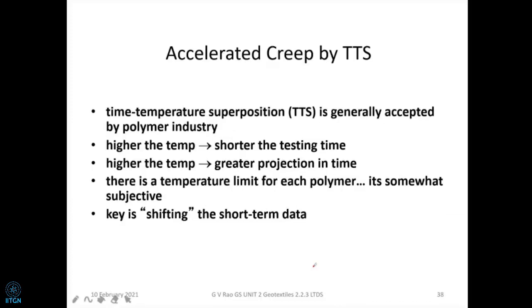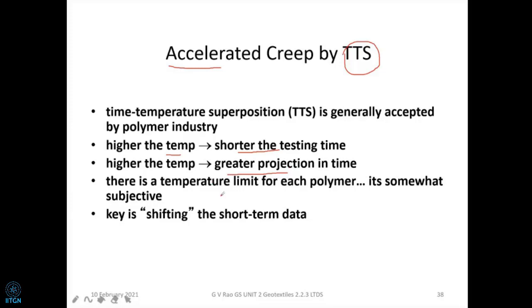So the time temperature superposition is a fundamental issue which we are taking for granted from the polymer literature, and we are trying to obtain accelerated creep by using it. It is accepted in the polymer industry. What do they say? Higher the temperature, shorter is the testing time, and greater the projection time. But we should increase the temperature up to some limit so that the original polymer structure is not changed. That is very important for us.